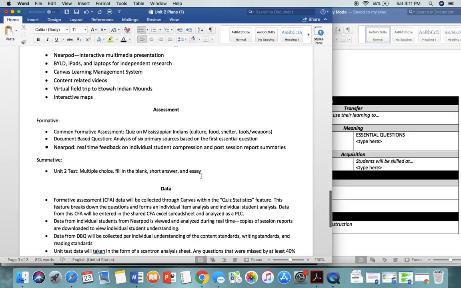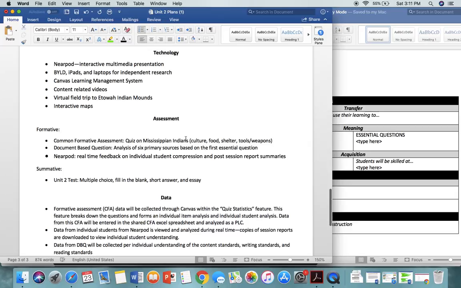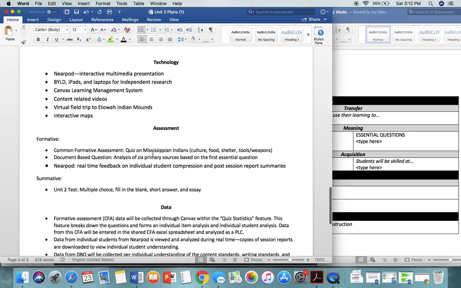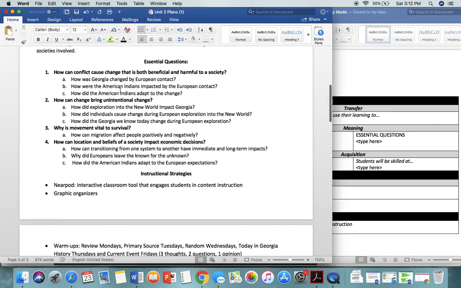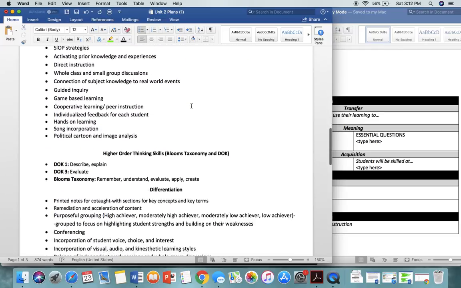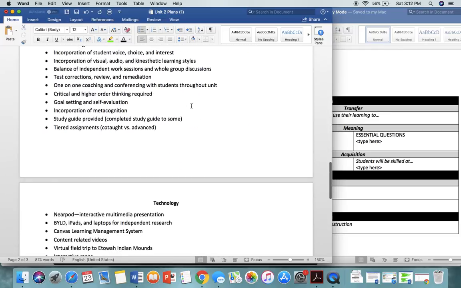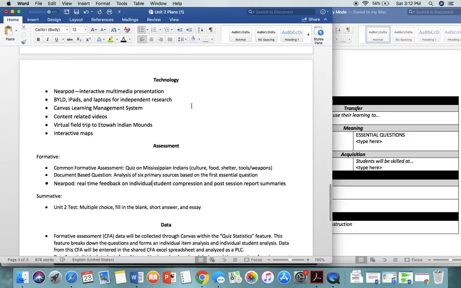So there's definitely, if we look at the formative assessments, we have a quiz, we have analysis of primary sources, a document-based question. It was 6 different primary sources, and what we did is we based it off of this essential question here: How can conflict cause change that is both beneficial and harmful to society? Students then had to use those primary sources to answer that question.